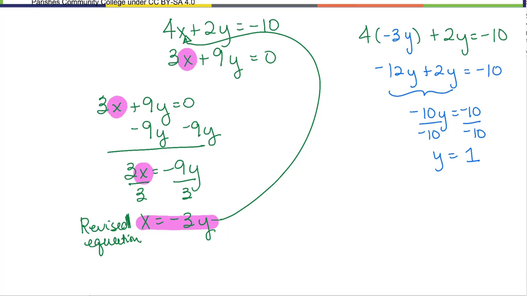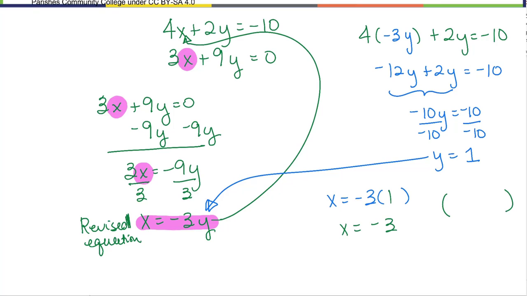Now, it would be nice if we were finished, but we're not finished, because now we need to substitute this into either one of these equations for y. And actually, a quicker way would be to sub it into that revised equation. Okay, so we can have x equals negative 3 times y, and we said that y was 1, so that means x equals negative 3. So it said write your answers in ordered pair. So your ordered pair solution is negative 3, comma 1, because it's x, comma y.